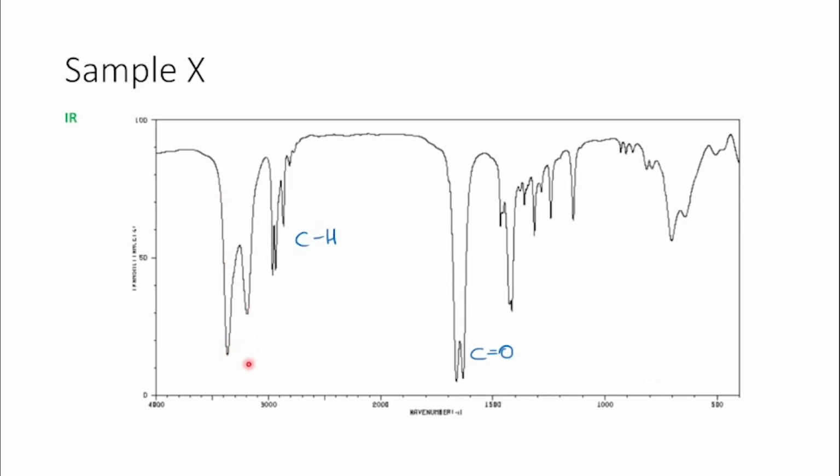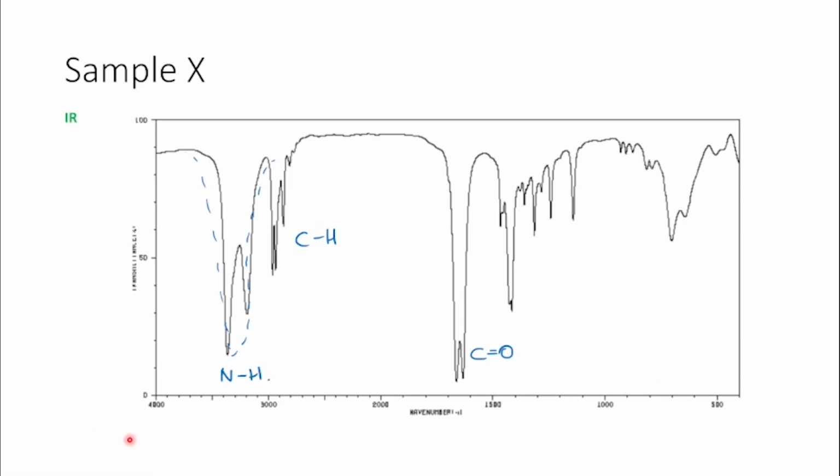So this is about maybe 3200 to 3400. It's not broad like we would expect in a water signal. So remember, OH alcohol signals are usually quite broad, and then you don't pick out any definite peaks. So this is probably a signal belonging to an amine.